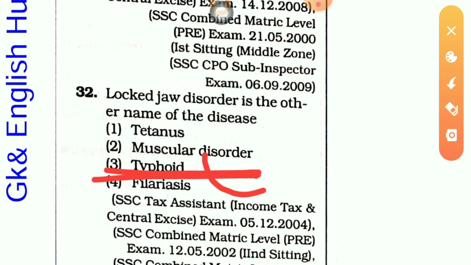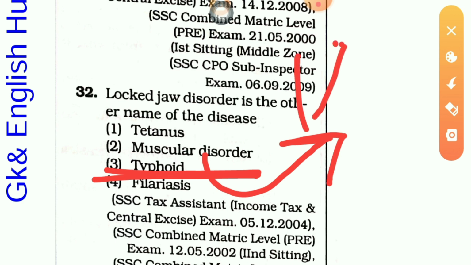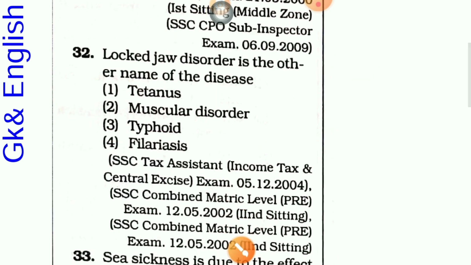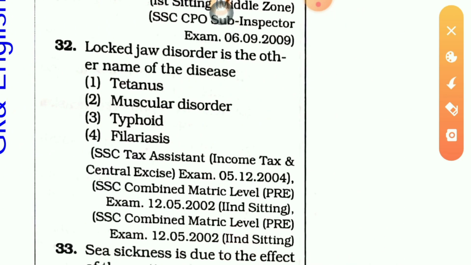And for typhoid, there is the Widal test. We diagnose typhoid by the Widal test. Widal. Okay.